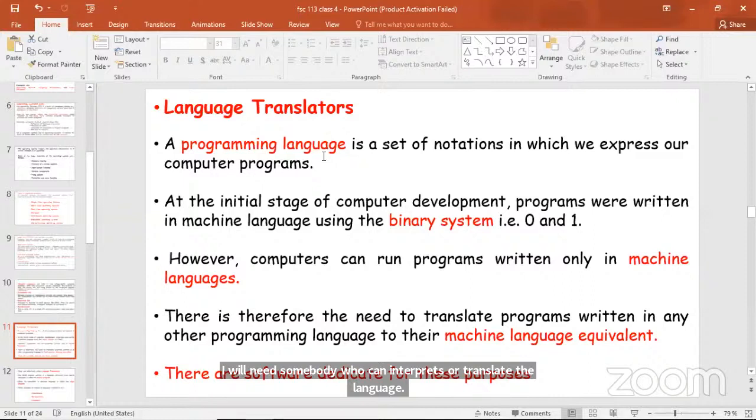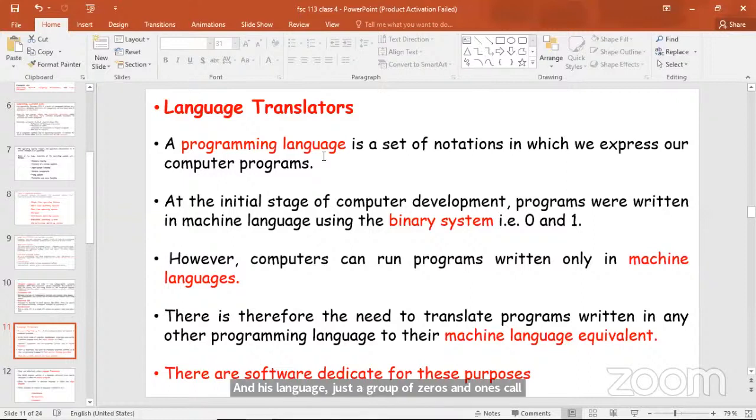So also, the computer has its own language, and its language is just a group of zeros and ones called binary numbers. I think in the next class or two, you're going to be learning what binary numbers are. Binary numbers are just a group of zeros and ones, and the computer system only understands these numbers.